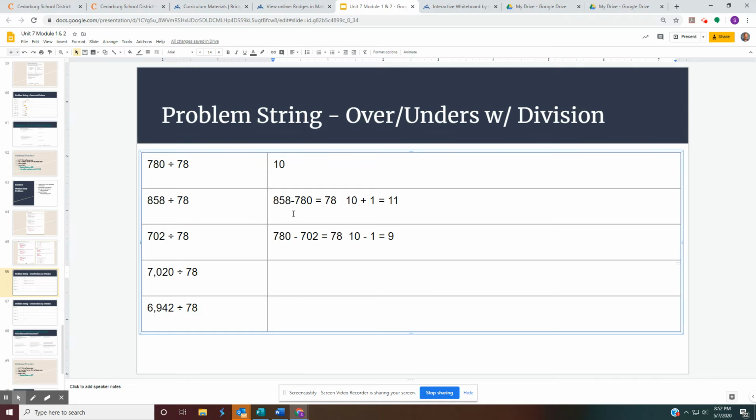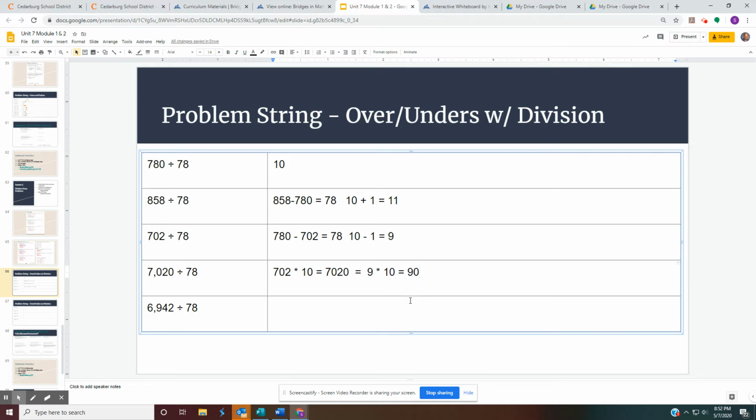So now that I know this answer, how can I figure out what 7,020 divided by 78 is? Well, let's take a look at the above problem. I know that 702 times 10 equals 7,020. So that would make sense if I used my answer up here and multiplied that number by 10, and I would get 90.